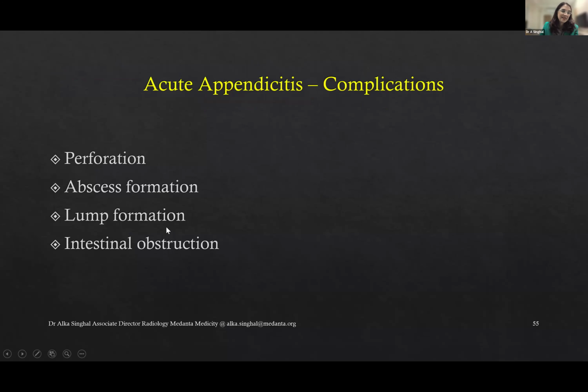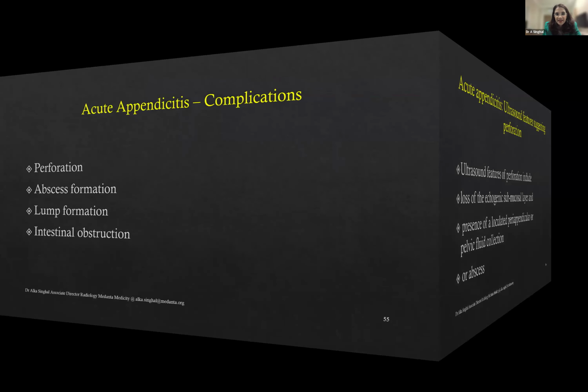Now, coming to the complications, and they may present as acute abdomen, right? Patient may have an outside report, patient may already have been diagnosed, and is on symptomatic or supportive management, and suddenly the patient may deteriorate, undergo perforation and come to you. So looking at the clinicals is also very important, and you have to be prepared for perforation, abscess formation, lump formation, intestinal obstruction. Can we diagnose them on ultrasound? Yes, we can. Let's understand.